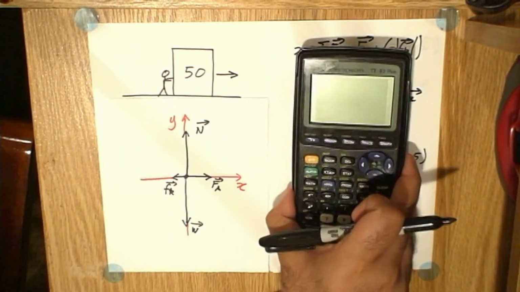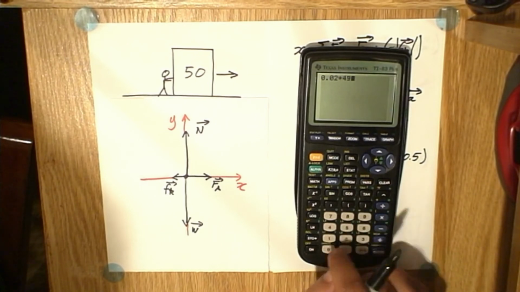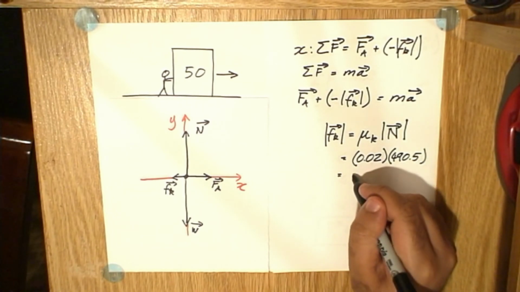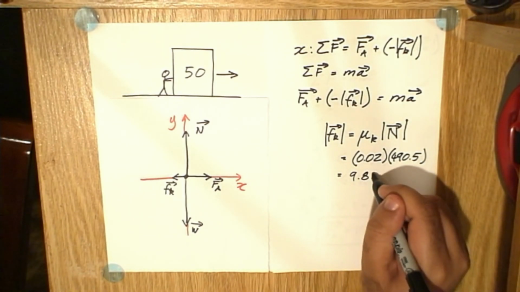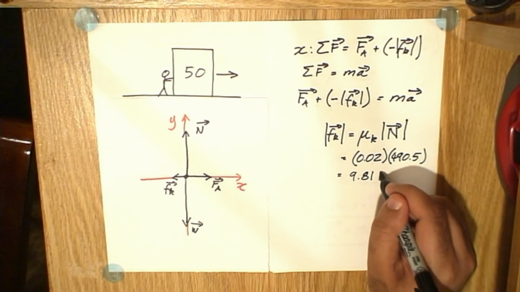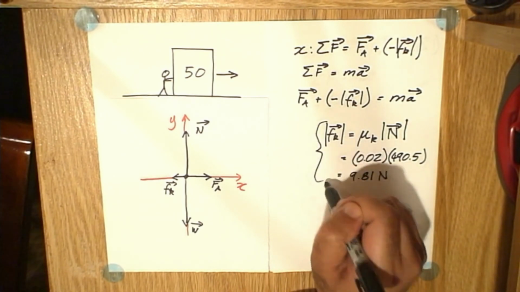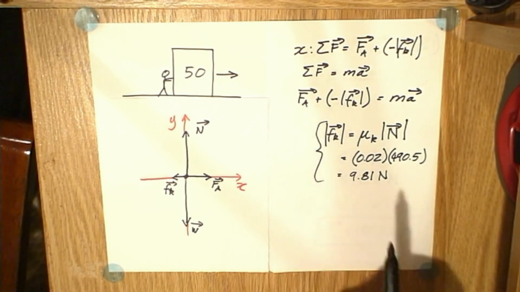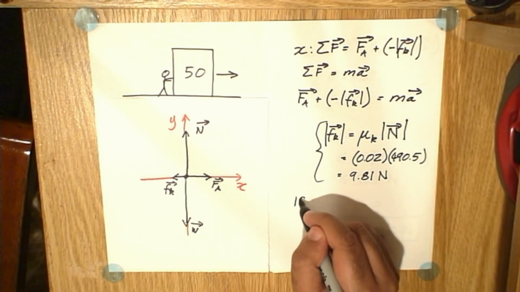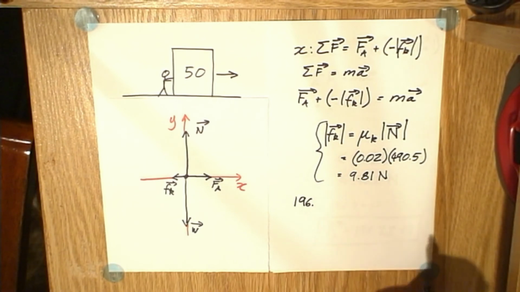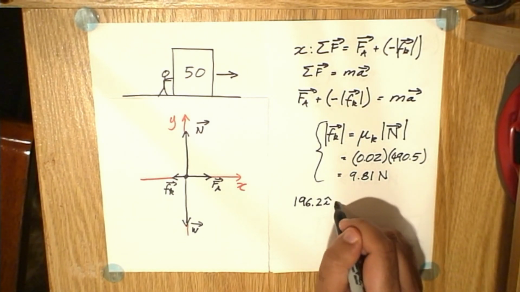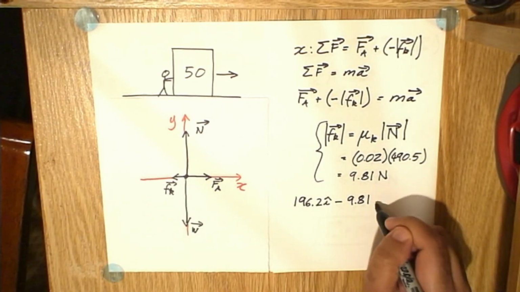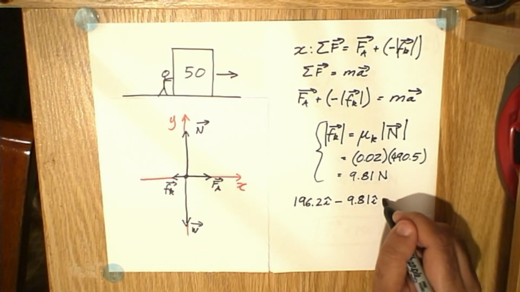We'll use a calculator for this. 0.02 times 490.5, we get 9.81. Coincidence. The force of kinetic friction is 9.81 newtons. That's at least the size of that force. Now, what about the applied force? The applied force is the same as what it was before, 196.2 i hat newtons. The kinetic friction, which is pointing opposite that, is negative 9.81 i hat newtons, negative because it's pointing in the left direction.